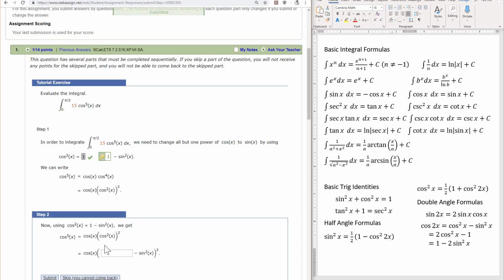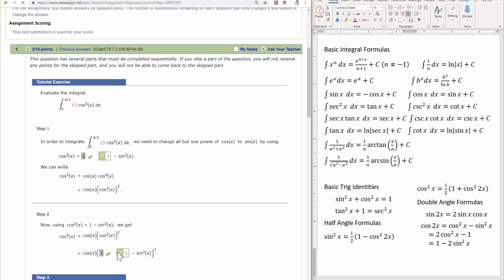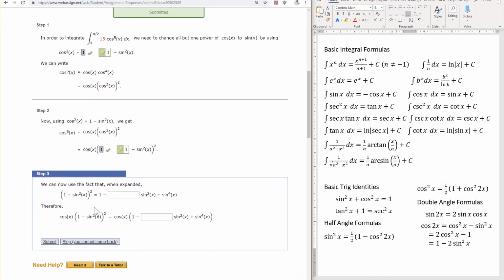After doing so, we will see that this cosine squared x is actually equal to 1 minus sine squared x. And then we can FOIL out this expression, the 1 minus sine squared x squared. And so that's going to be 1, and then the middle term is going to be twice times the product of 1 and negative sine squared x. And then we have sine squared x squared, which is sine to the fourth x. And so our integrand is going to be cosine times that.